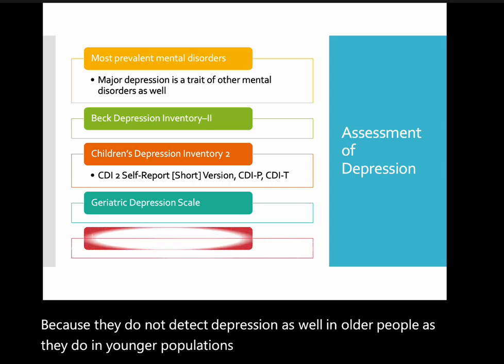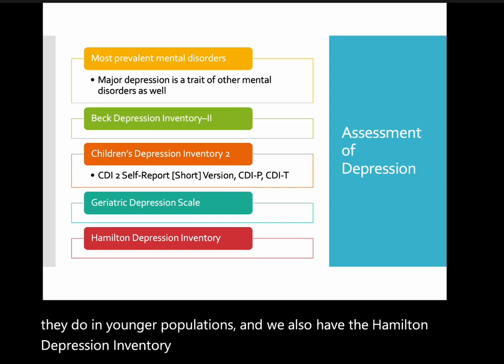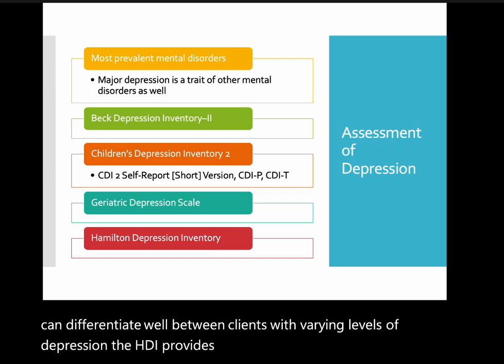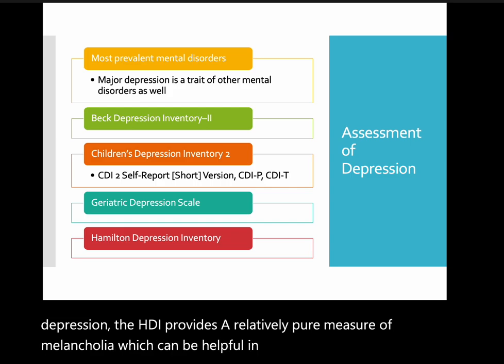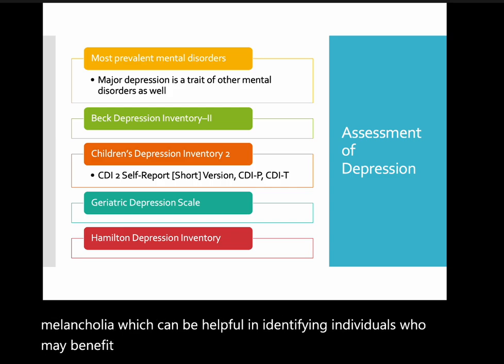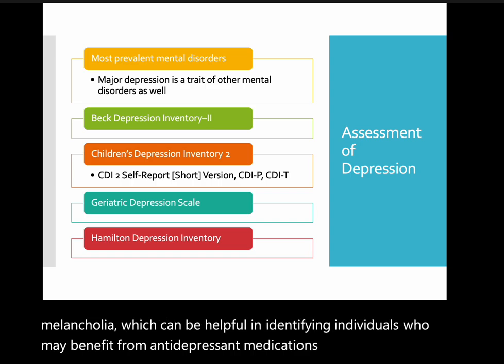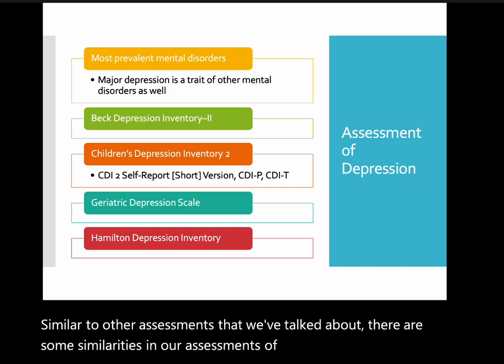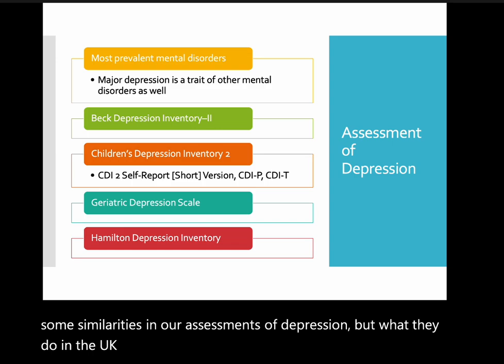And we also have the Hamilton Depression Inventory, which is a commonly used 23-item scale that can differentiate well between clients with varying levels of depression. The HDI provides a relatively pure measure of melancholia, which can be helpful in identifying individuals who may benefit from antidepressant medications. So you can see even in this list, and similar to other assessments that we've talked about, there are some similarities in our assessments of depression, but what they do in the utility of those assessments will vary and can be tailored to our clients.